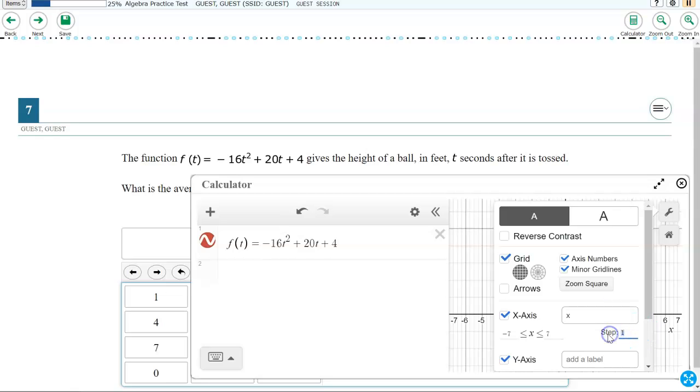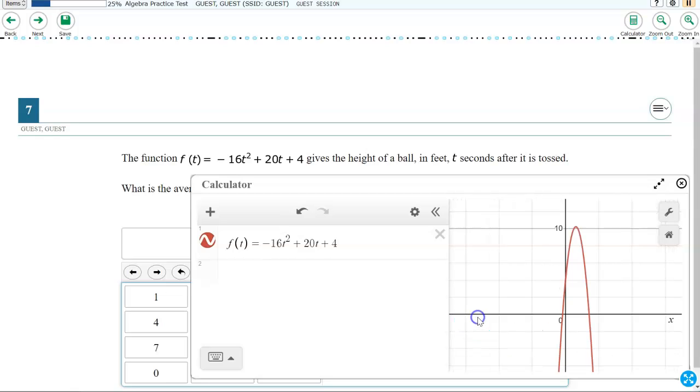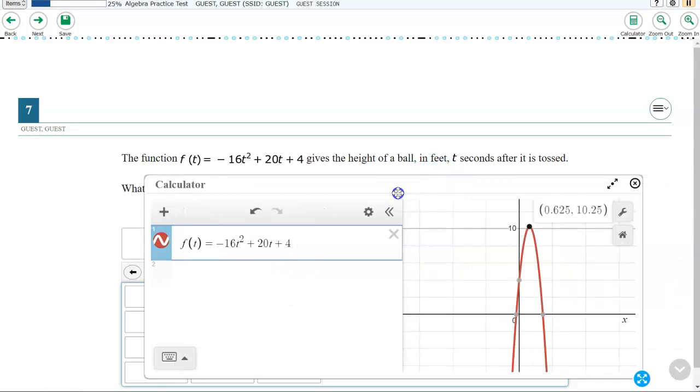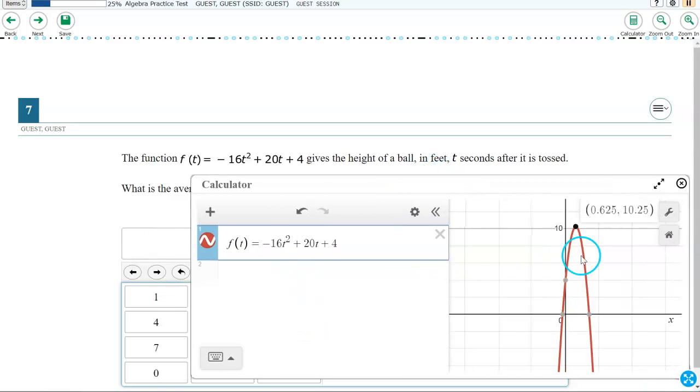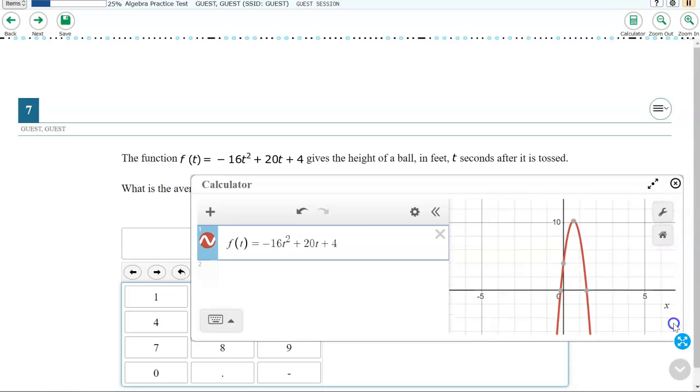I think I'll take out that one. That looks pretty bad. All right, that looks a little better. There's my vertex. All right, so it says this gives the height of the ball. What is the average rate of change? Well, let's see. What is it saying?